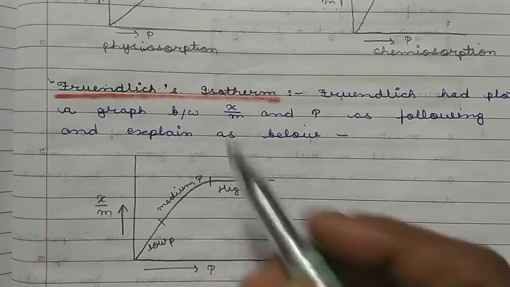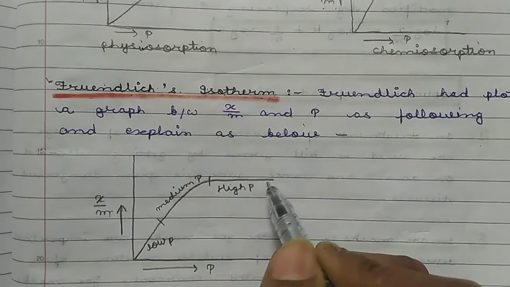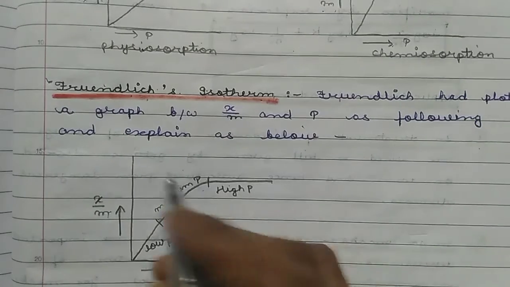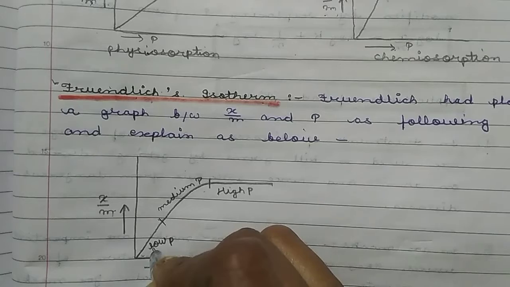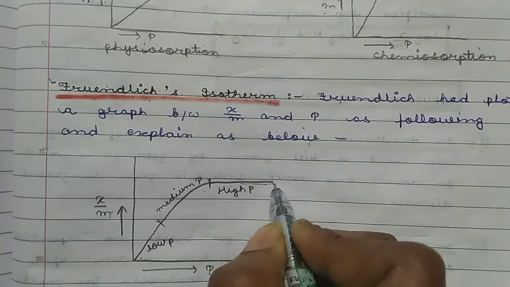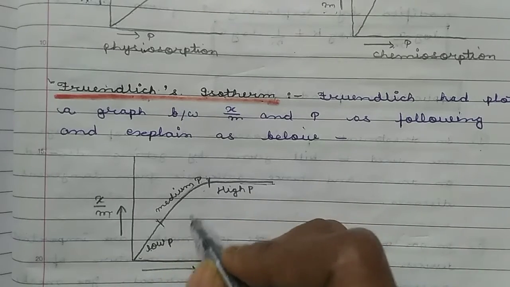So see, it is x upon m versus pressure. The graph is like this. Freundlich divided this graph in three parts. This is the portion of the graph at very low pressure, this is the graph at very high pressure, and this is the graph at medium pressure.